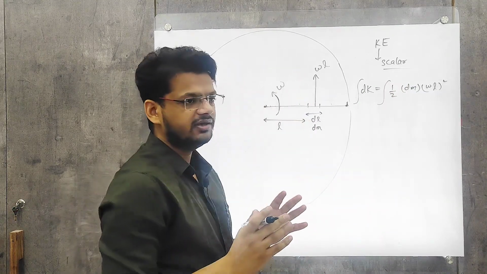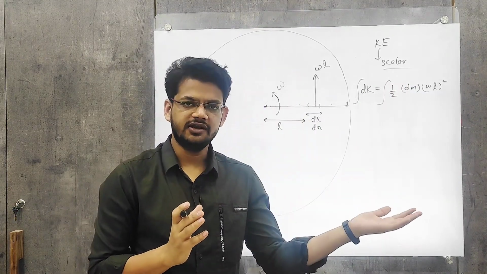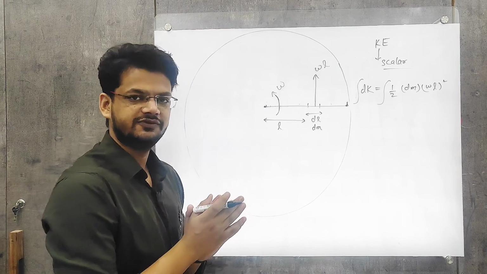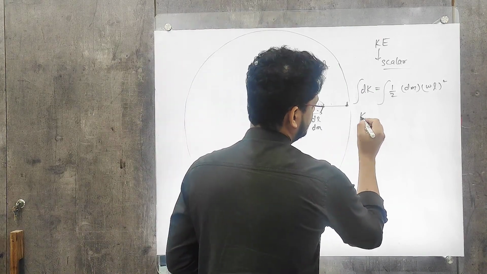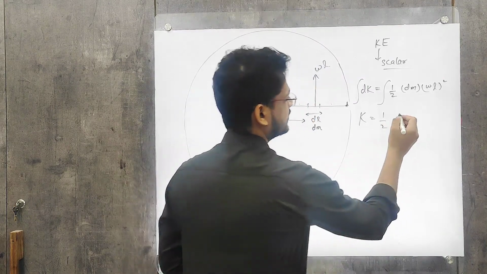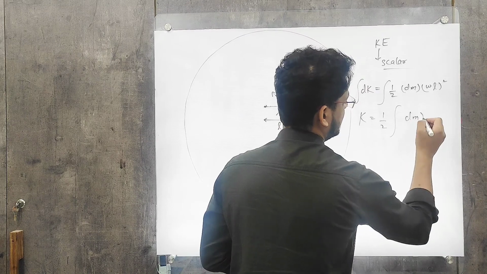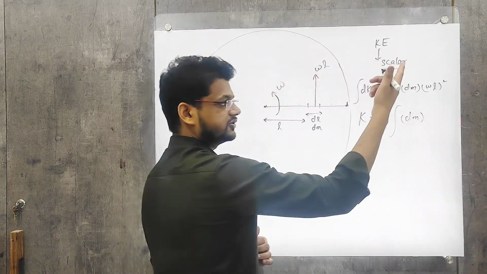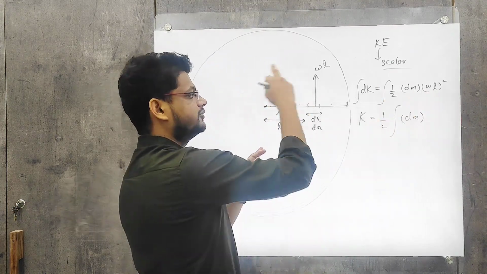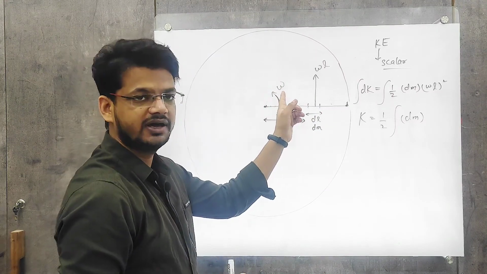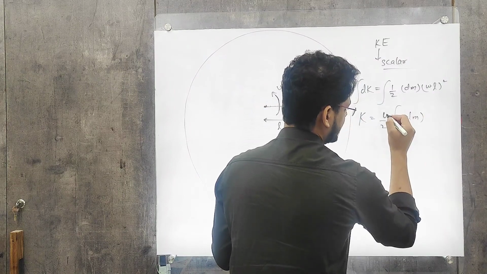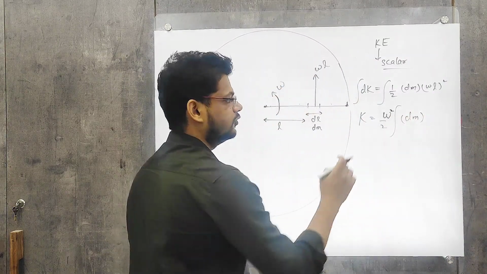Actually, when the number of points is infinite, we cannot sum it up. We will have to integrate it. So that is the use of integration in physics. Now dk becomes k. Half is a constant, can be taken out from the integral. What is left? dm and omega l whole square, it will become omega square l square. Omega is a constant because the rod is moving with angular speed omega, which is given in the question, so omega square can be taken out from the integral.